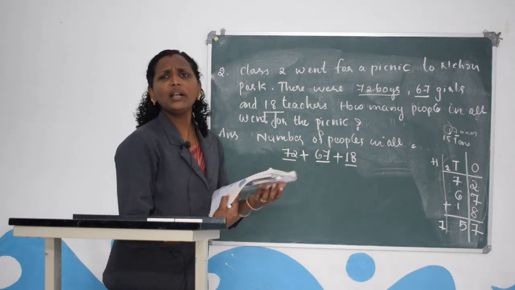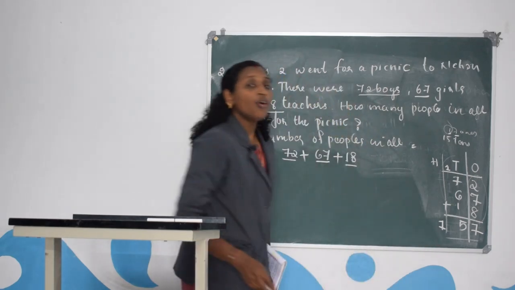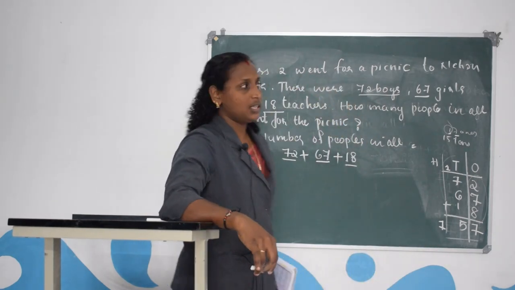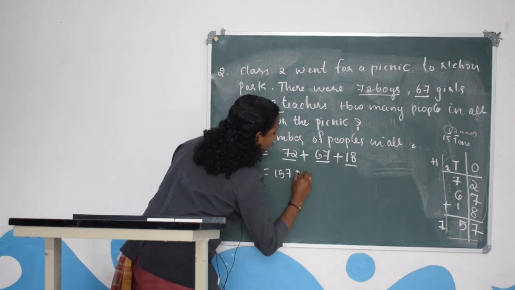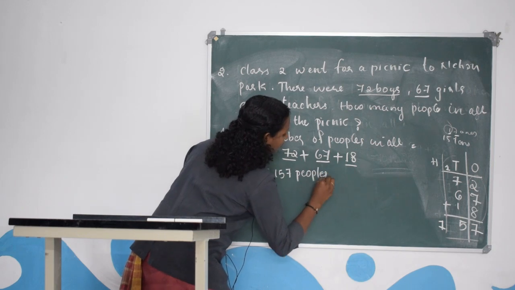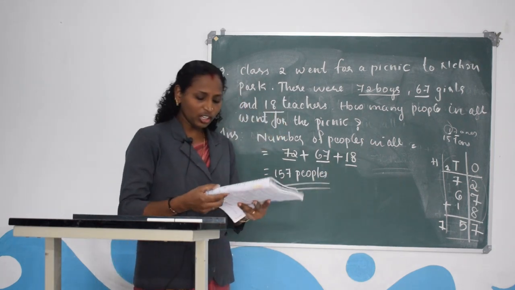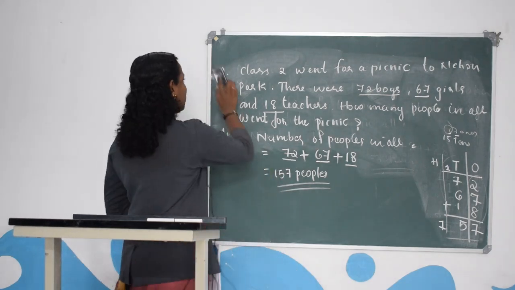So how many pupils are there? It has how many people? It has 157 pupils. How many pupils are there? It has 157 pupils. Okay. All of you clear this? Next, look at the next question.